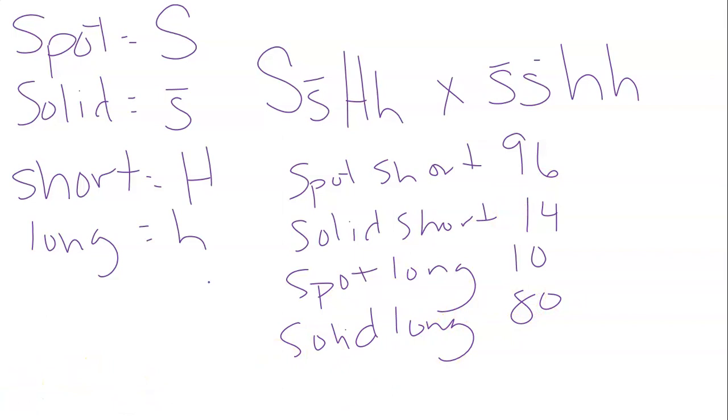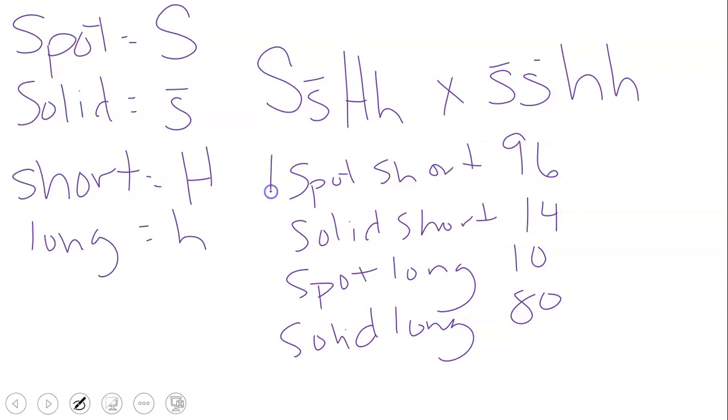Okay, so let's look at these numbers. There's not an equal amount of each of them, right? From this particular cross here, a heterozygote with a homozygous recessive dihybrid, if the genes were not linked, we would expect equal numbers of offspring here. We would expect a 1-to-1 to 1-to-1 ratio. We don't get that. We get a whole lot more spotted short and solid long than we do solid short and spotted long. Okay, we get 96 and 80 compared to 14 and 10. So it's a good indicator that these genes are linked.